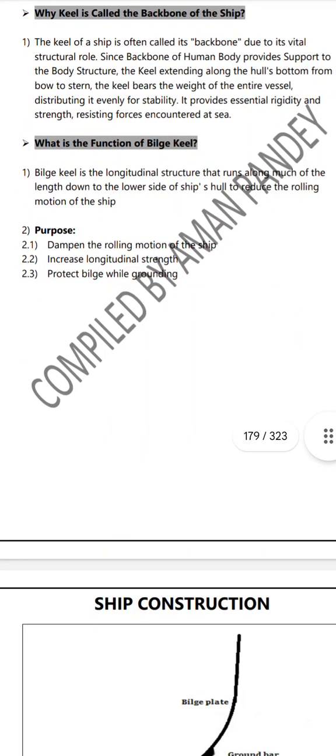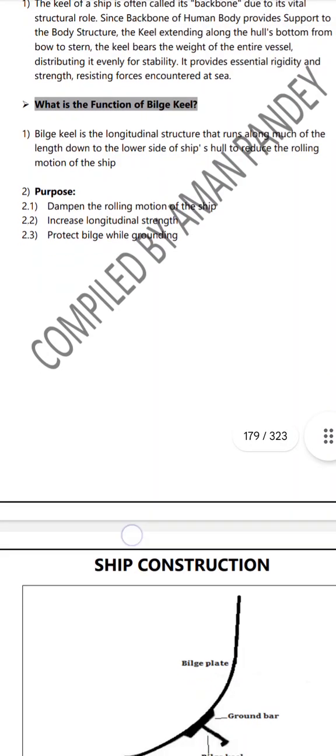Okay, what is the function of the bilge keel? The bilge keel is an extended portion running longitudinally at the outward portion of the bilge side, which does not have any portion inside the vessel affecting the machinery. It is used to dampen the rolling motions and provide longitudinal strength, and it supports the bilge when grounding.